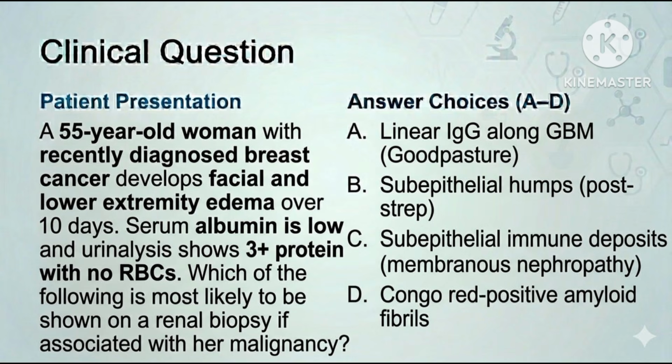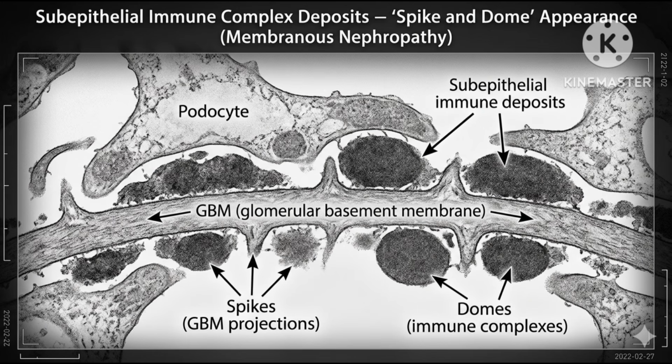Read this question stem. A 55-year-old woman with diagnosed breast cancer presents with features of nephrotic syndrome like edema, low albumin, proteinuria. Which of the following is most likely to be seen on renal biopsy? It will show subepithelial immune complex deposits.